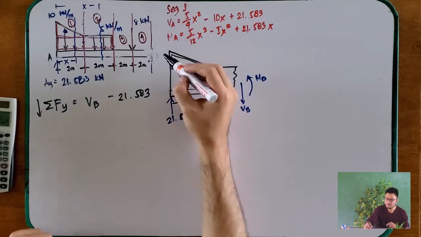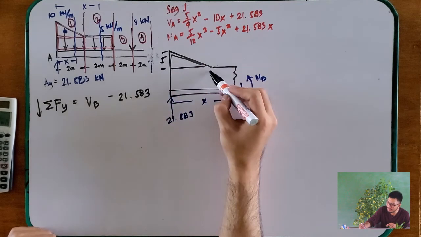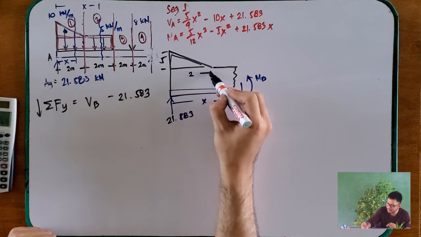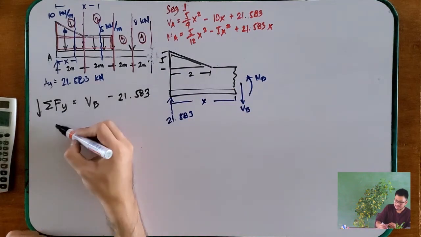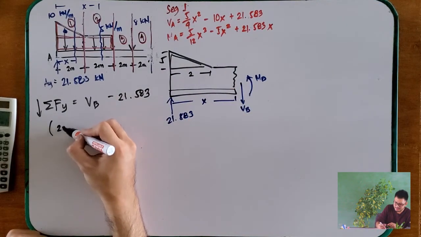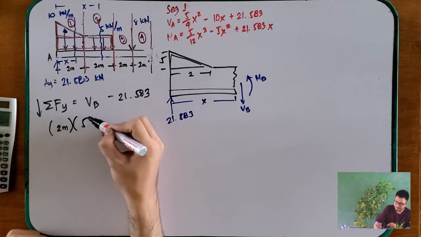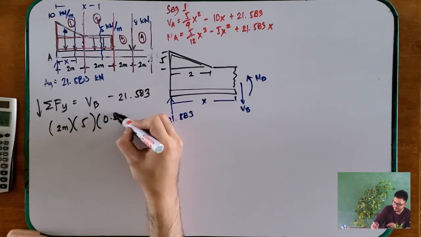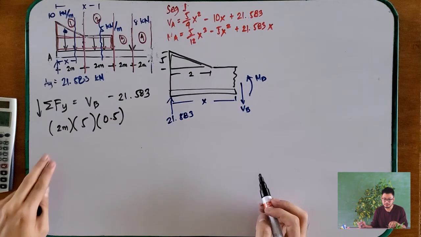What is the area of this triangle? We know that this is 5 and we already know that this is 2, so it covers the whole length. So base is 2 meters times 5 times 0.5, right? That is the sum for the triangle.